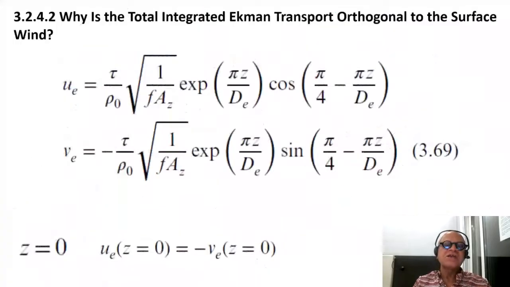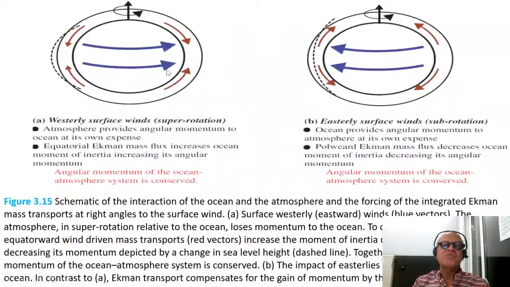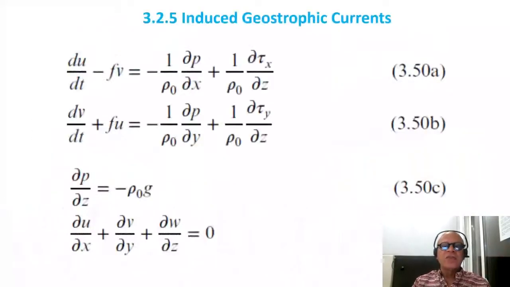In other words, he's saying that to explain why total integrated Ekman transport is orthogonal to the surface wind, you can use the conservation of angular momentum as the reason why the transport has to be normal or orthogonal to the winds. Ekman transport has to be orthogonal to the winds for angular momentum conservation reasons. Take it. Okay, let's now try to combine the Sverdrup and the Ekman calculations to look at induced geostrophic currents.